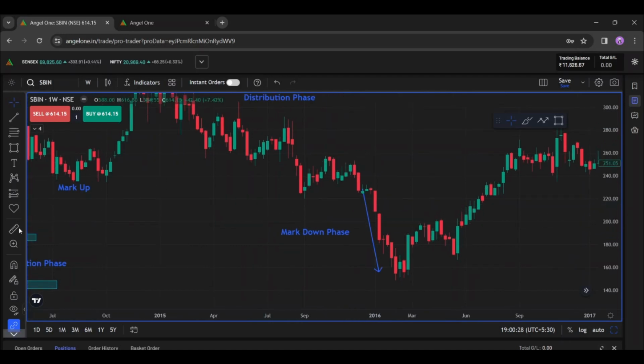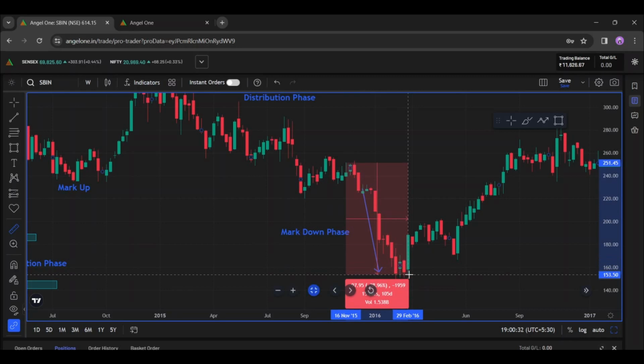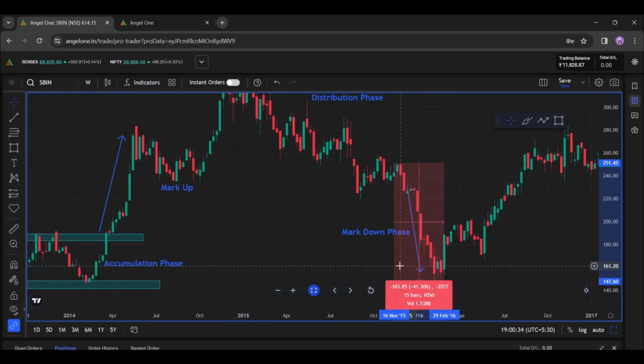In this phase, you can see the market completely turns bearish, and here the panic selling happens. The market sentiment completely turned from bullish to bearish, and here the investors who accumulated positions in the accumulation phase and the markup phase start selling their positions to avoid further losses.